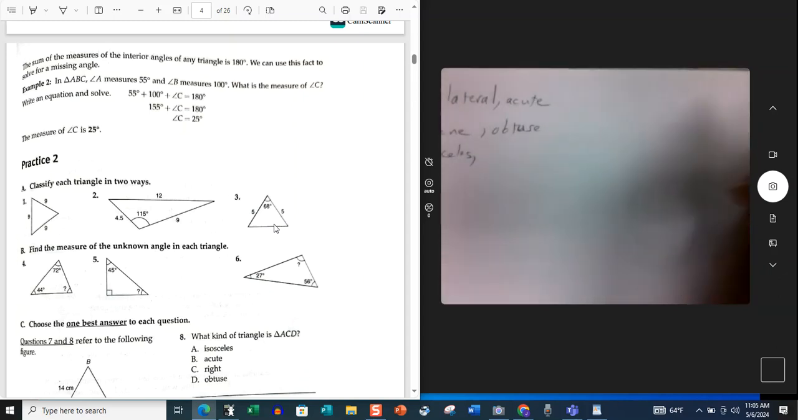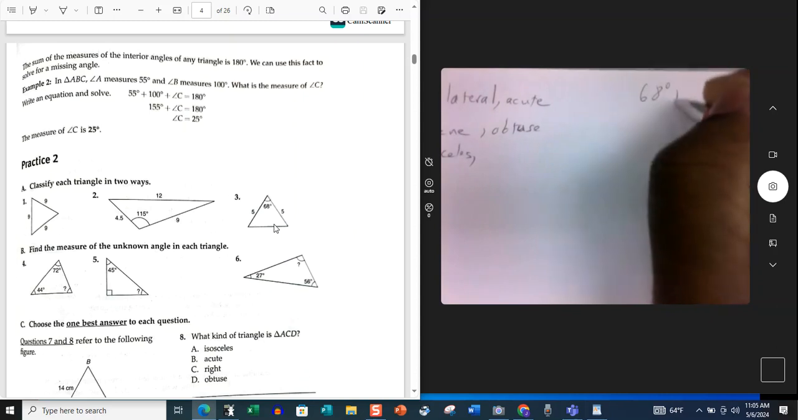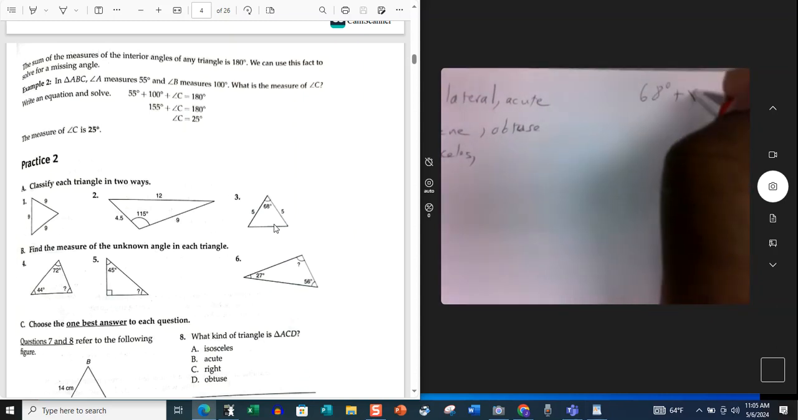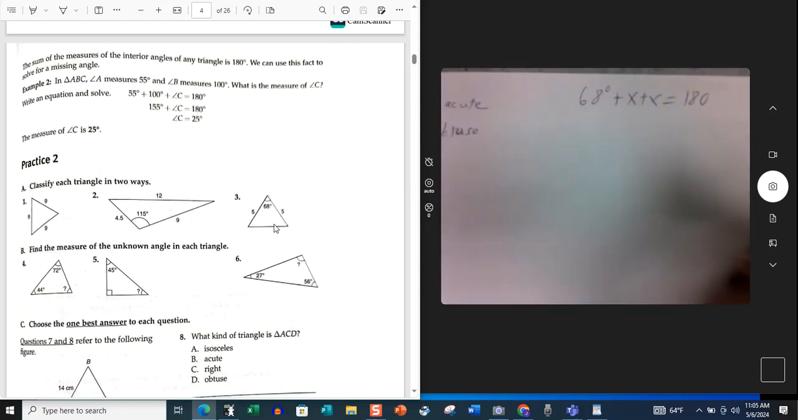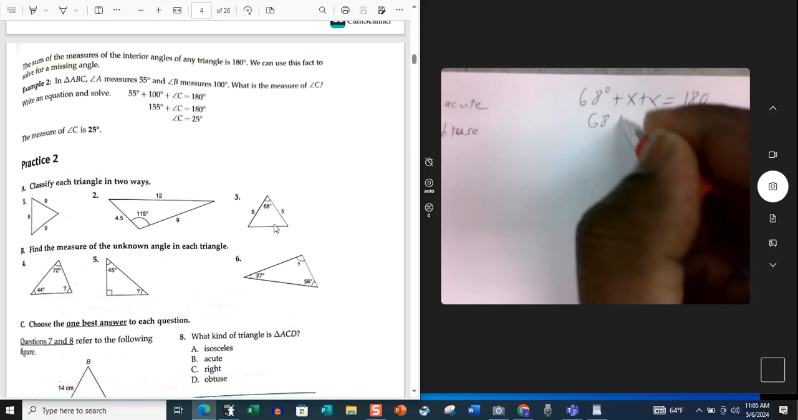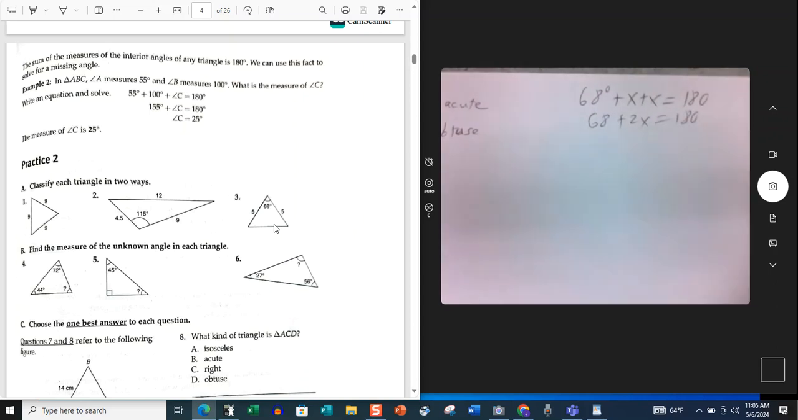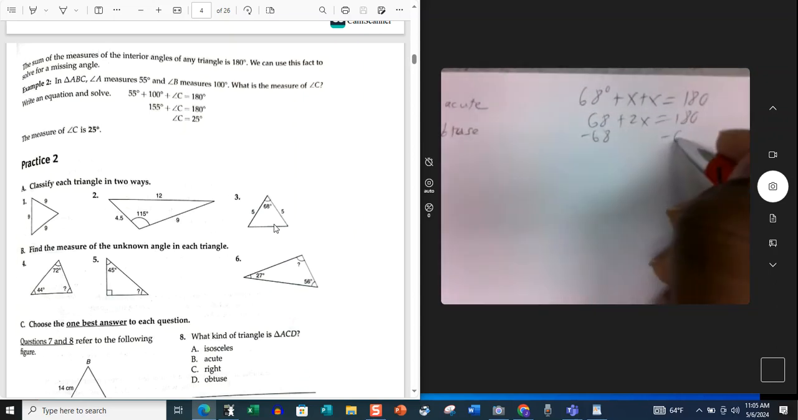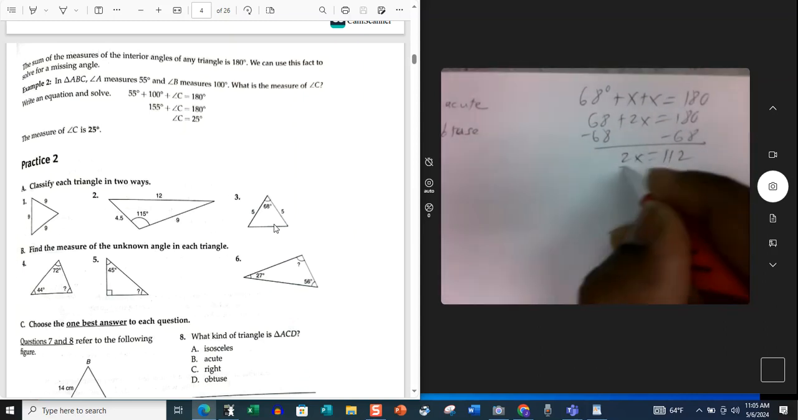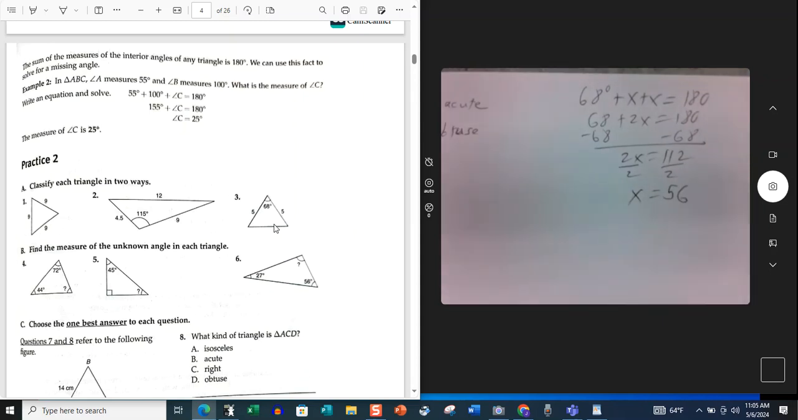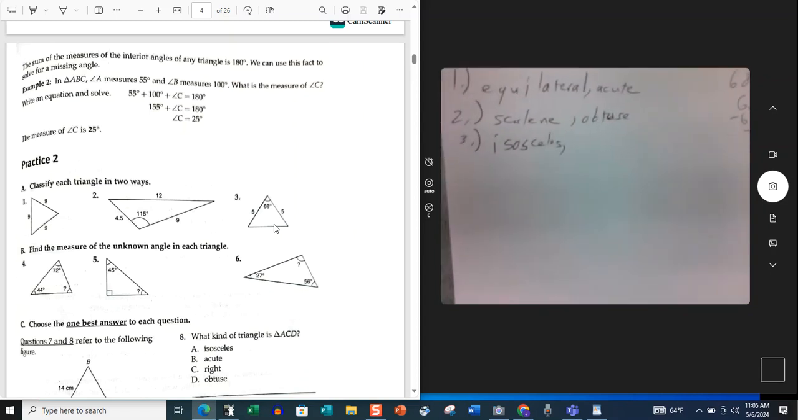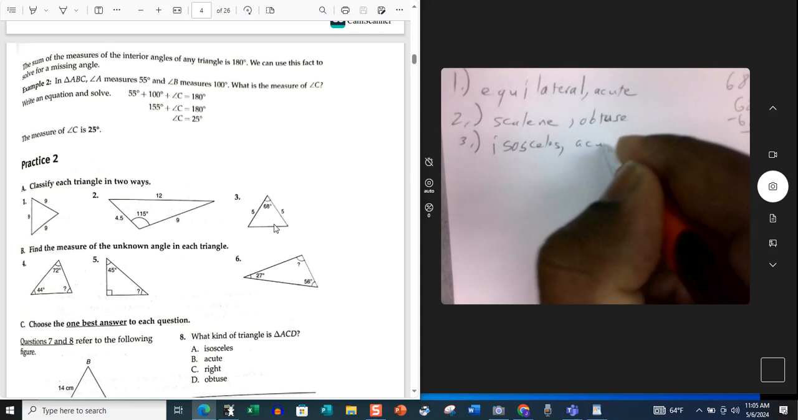So we know that we have 68 degrees, and then we have the other two angles. I just make both angles x, because we know that they're going to equal each other. So then we will have 68 plus 2x equals 180. We'll subtract 68 on both sides, and 2x is equal to 112. We divide each side by 2, and x is 56. So we know all three angles are going to be less than 90 degrees, so that would make that an acute triangle.